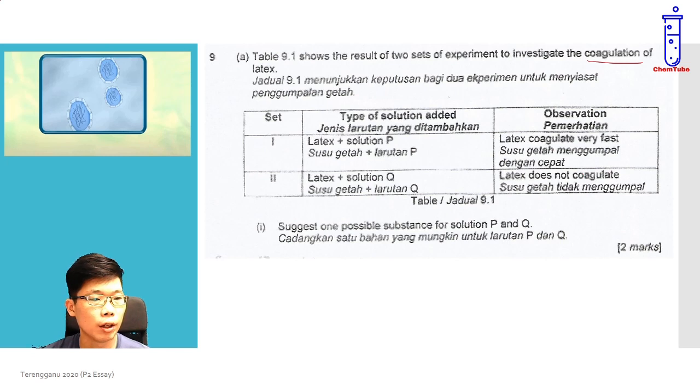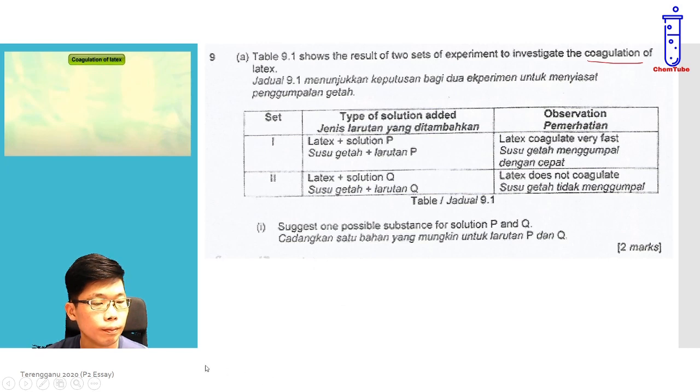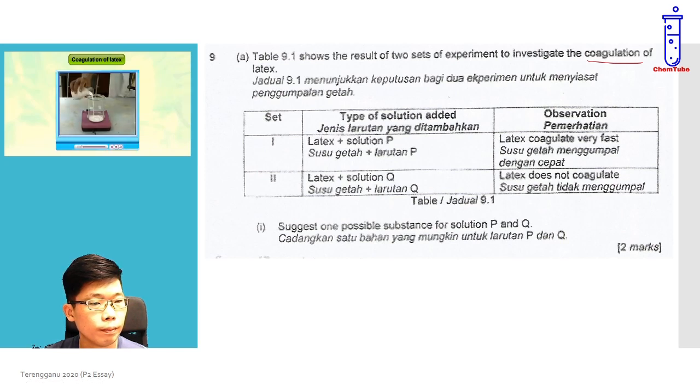Let's have a look at this video. Let us do an experiment to check what happens to latex during coagulation. Take a beaker containing latex. Now add acid to the beaker. After some time, we can see the latex in the beaker coagulates.